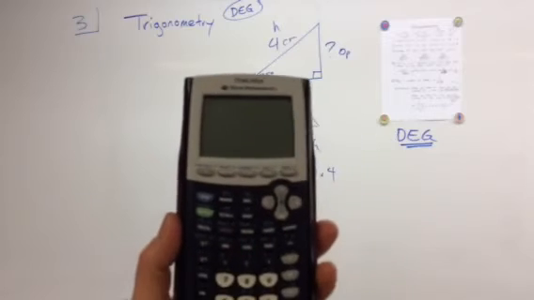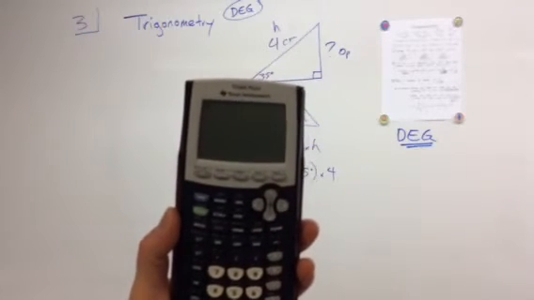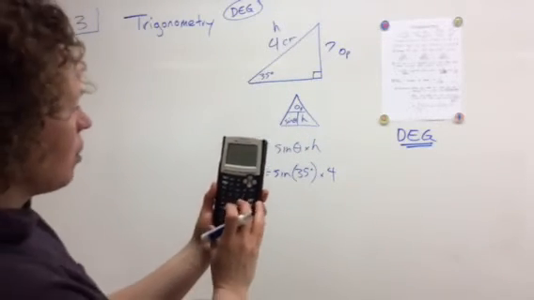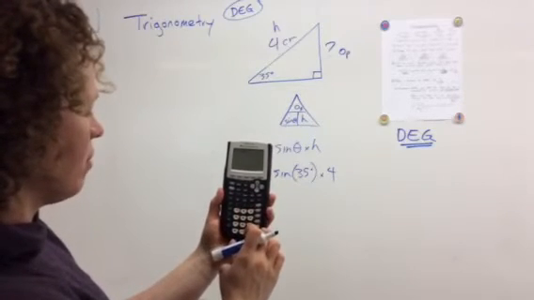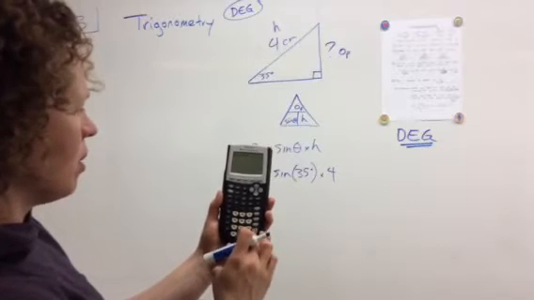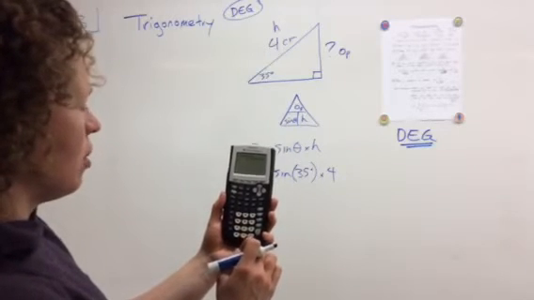And now what I'm going to do is go sine 35, close bracket, times 4. Hit enter, and I get 2.29.